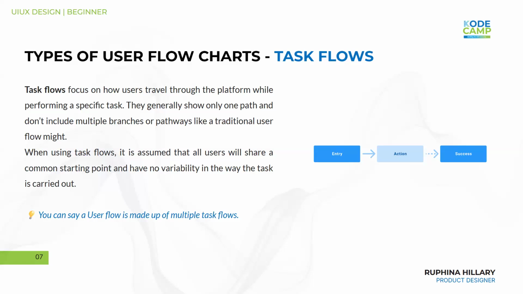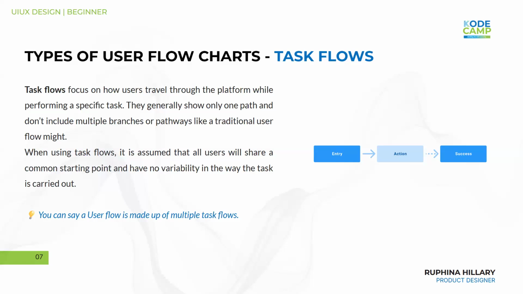We'll focus on outlining the steps, focusing on how users travel while performing a specific task, just one task. So when using task flows, it's assumed that all users will share a common starting point and have no variability in the way the task is carried out. So it's simply entry, that's your entry point. How do they enter your application or your product? Then the action, what was done? Then the success, was it a success or not? So that's for task flows.